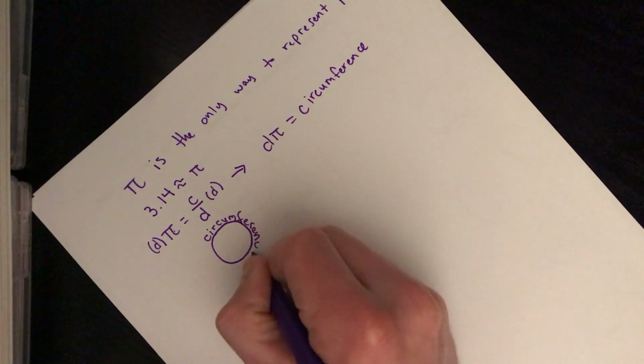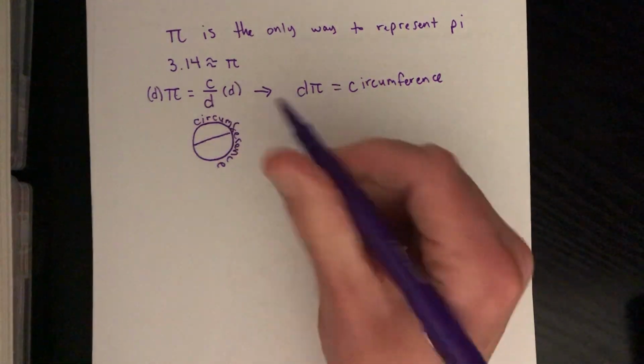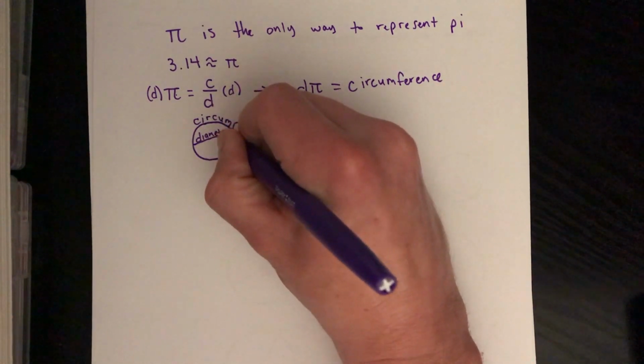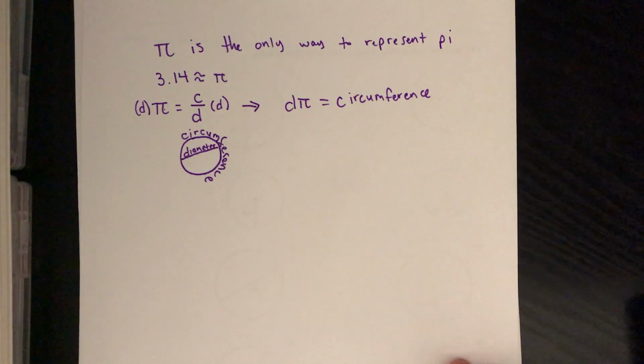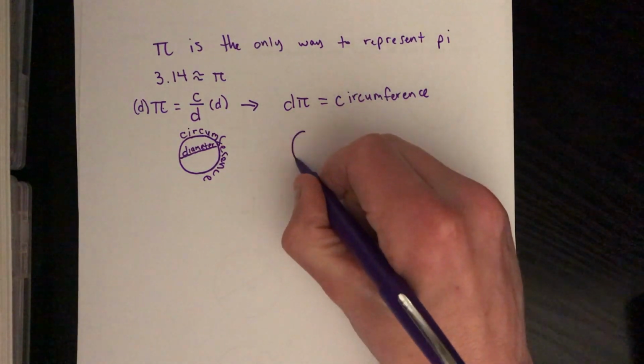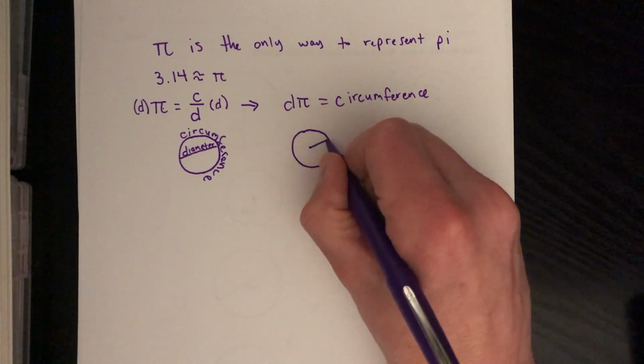Circumference. And the diameter, that's how far it is across. So that's another thing that I said you needed to know from Pi Week, or that you should remember from 6th grade. And the radius, well, that's the distance from the center of the circle to the outside.